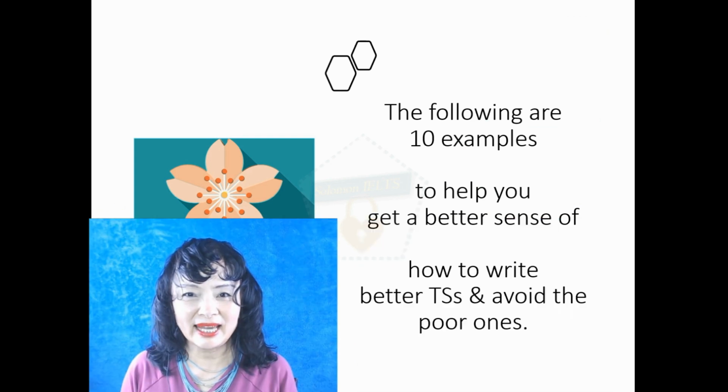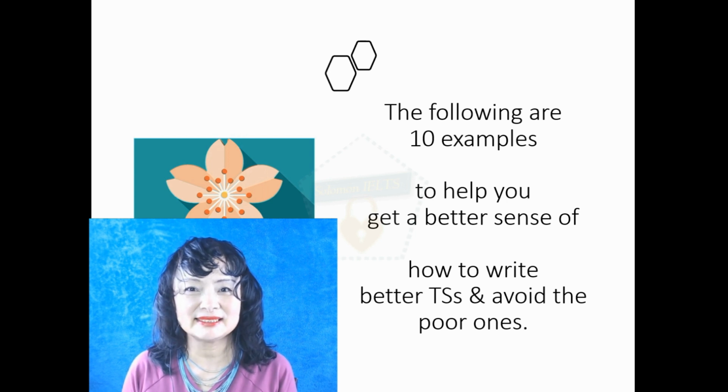The following are 10 examples to help you get a better sense of how to write better topic sentences and avoid the poor ones.